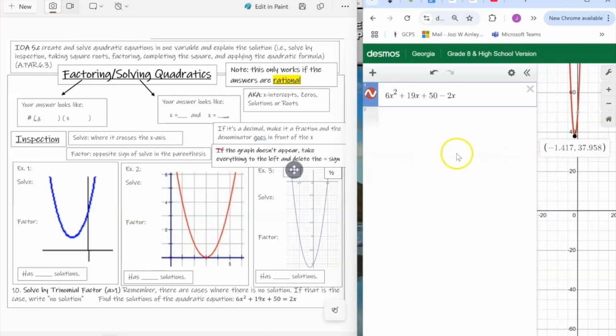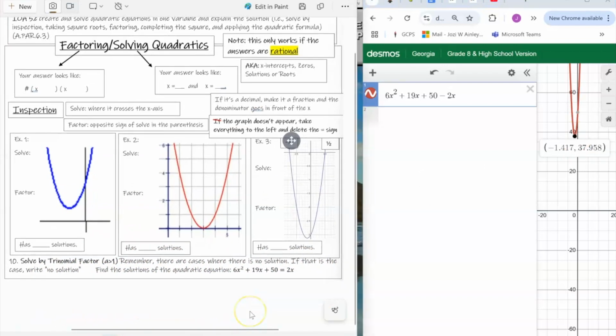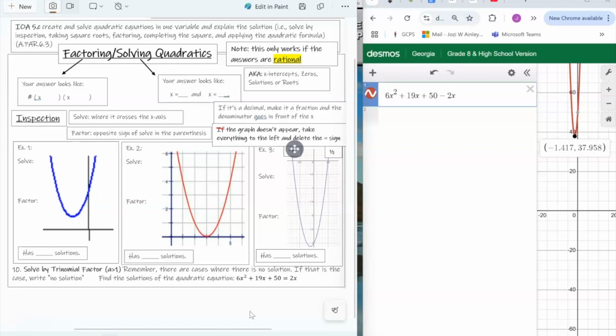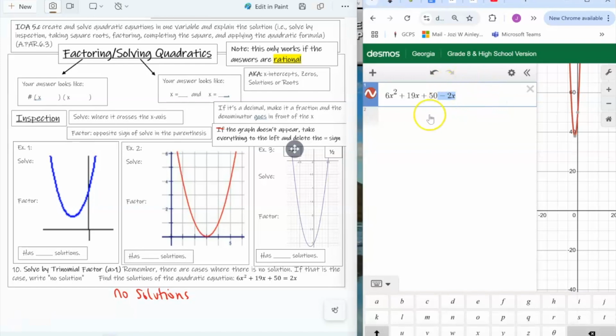All right, so my question to you is, how many solutions does this graph have? Is it 0 solutions, doesn't touch the x-axis? 1 solution, touches 1 time? 2 solutions, touches twice? This is the x-axis right here, so this has no solutions. So remember, there are cases where there's no solution. If that is the case, you're going to write no solution. So what are the solutions, or the roots, or the zeros, or the x-intercepts? In this case, there are no solutions. So just remember, if your graph does not show up, it could be a no solution graph. And to get that, you need to take everything that's on the right to the left and delete the equal sign.